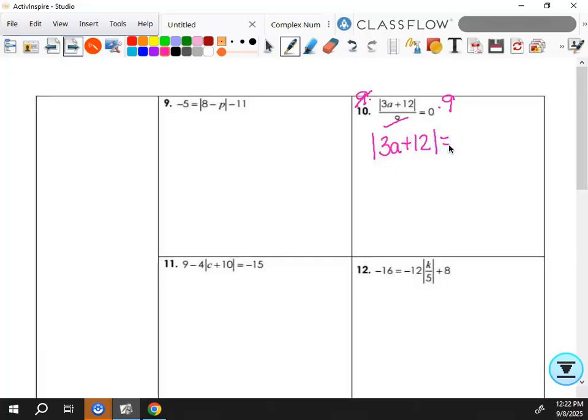What is 0 times 9? 0. Okay. I can't have it equal to a negative, but I can have it equal to 0. So now I'm going to get 3a plus 12 equals 0. Would negative 0 make any sense? No. So this is 3a equals negative 12. A equals negative 4. And I only have one answer. All the other ones we've had 2 answers.